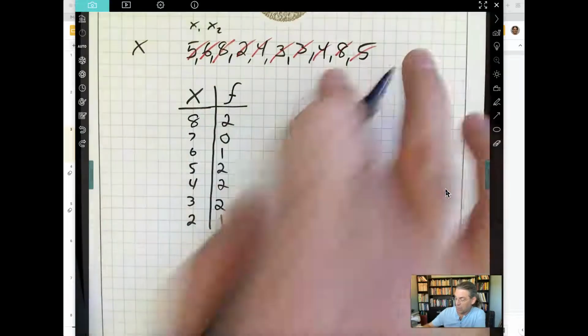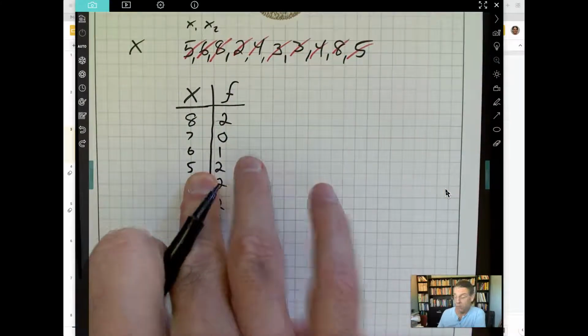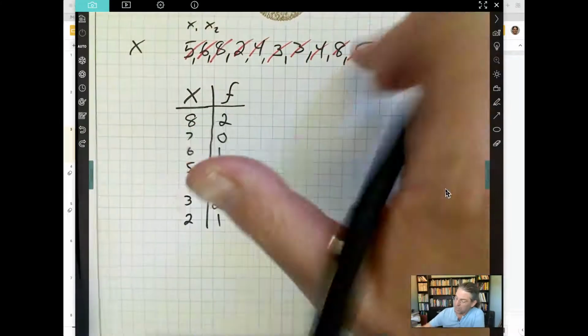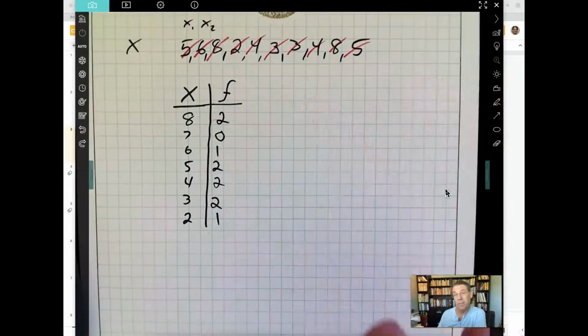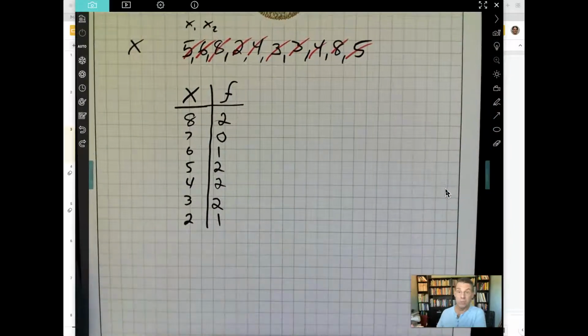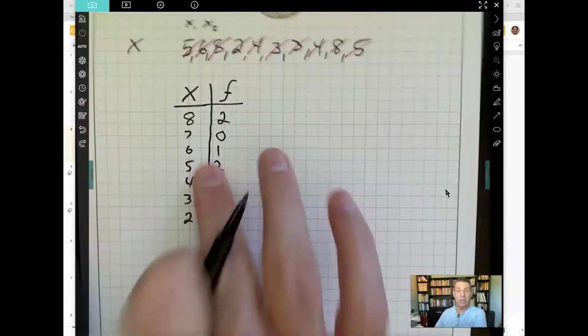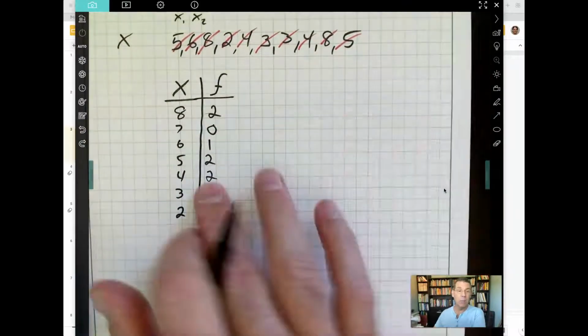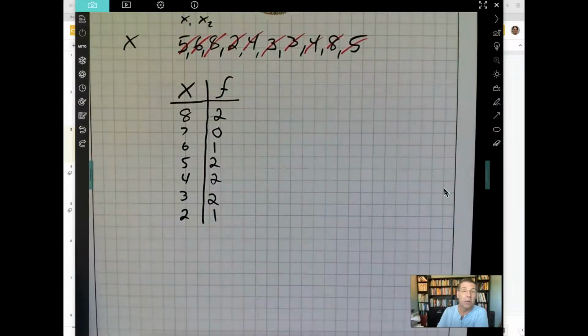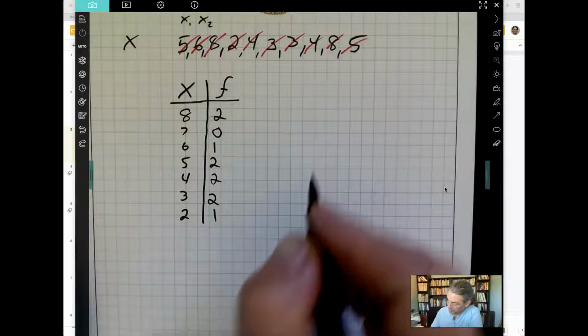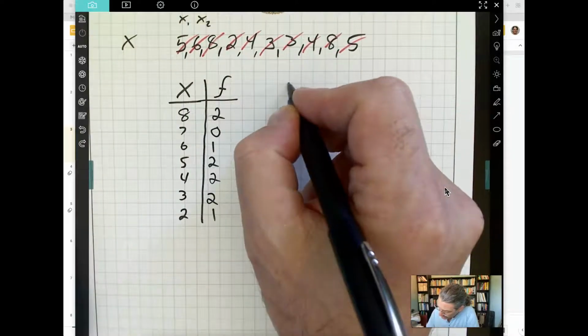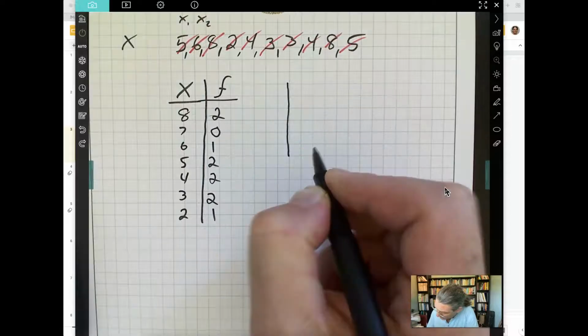So that's taking our raw data and converting it to a frequency table. I can also take this raw data and convert it to a histogram. To do that, I would first turn it into a table, because once I have the table, I can easily create a histogram or a frequency polygon for it. So for that, I might have something like this.